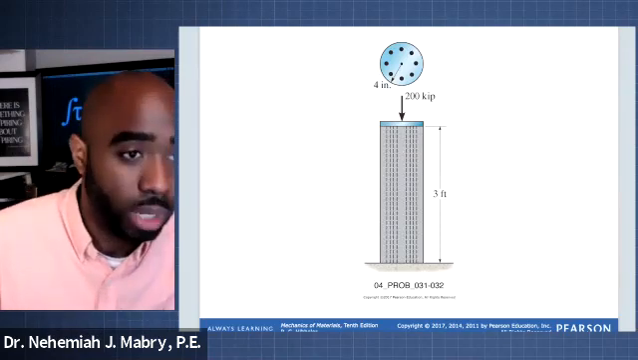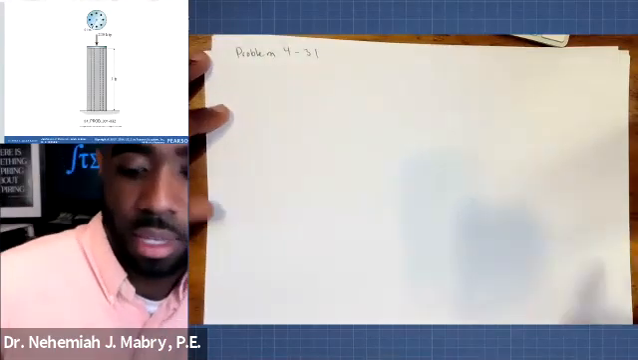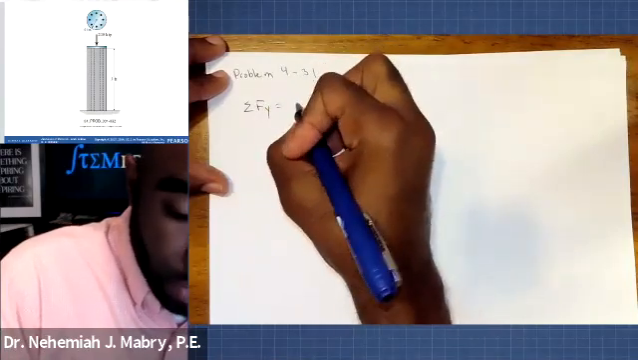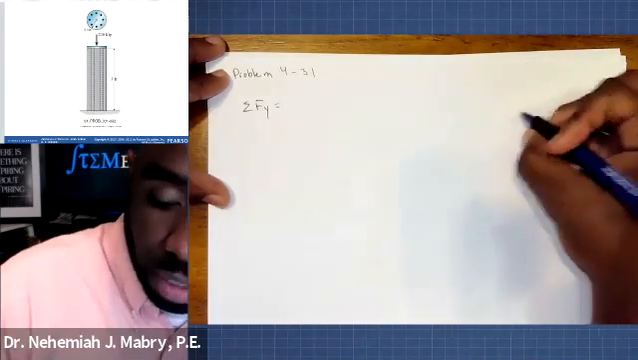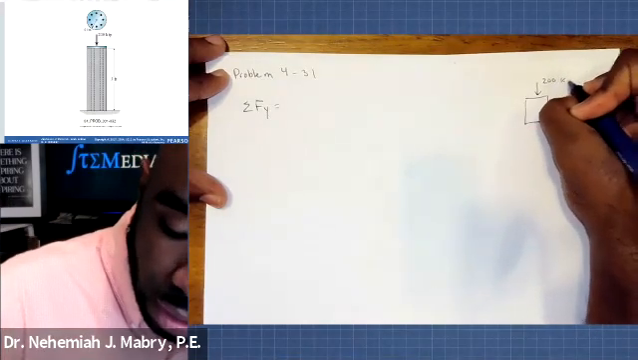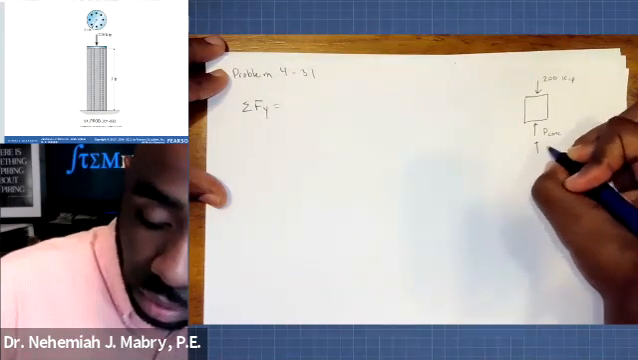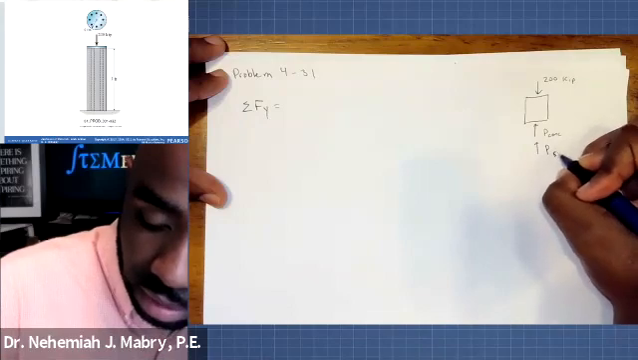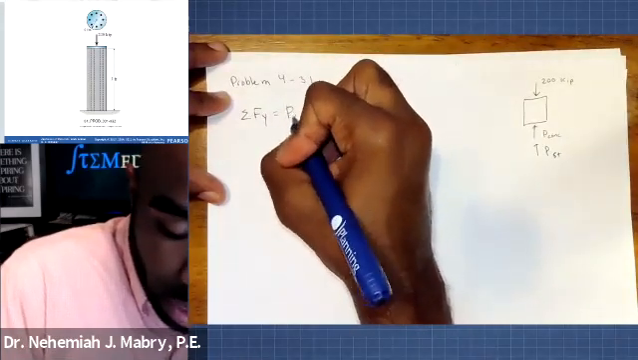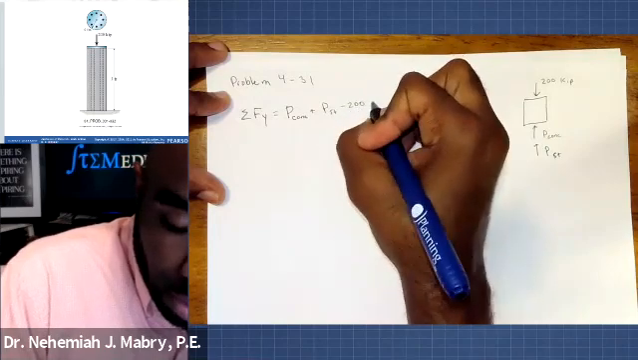So here's what we want to start off by doing. We want to write our equation in terms of equilibrium. We know if we sum the forces in the y direction, up being positive, let me just show this free body diagram. 200 kips here. Then we have a resistant force of the concrete and a resistant force of the rods, let's say steel, P steel. So the sum of the forces in the y direction is P concrete plus P steel minus 200 equals 0.